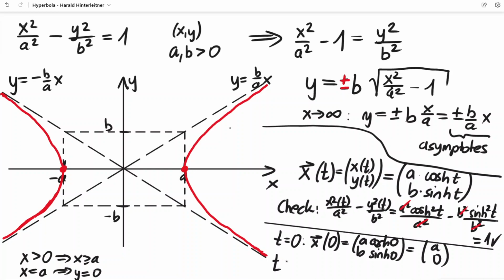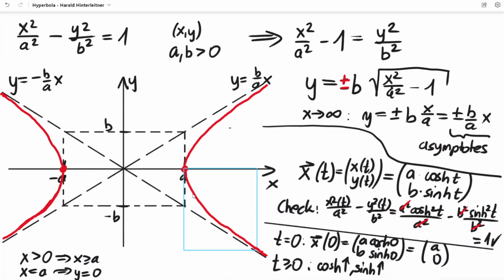What happens if we increase t? If you look at the hyperbolic functions, the cosine hyperbolicus increases and also the sine hyperbolicus increases. So this means by this parametric representation, we only describe this right upper branch. So we pass through the right upper branch from this point (a, 0) and we go upwards.